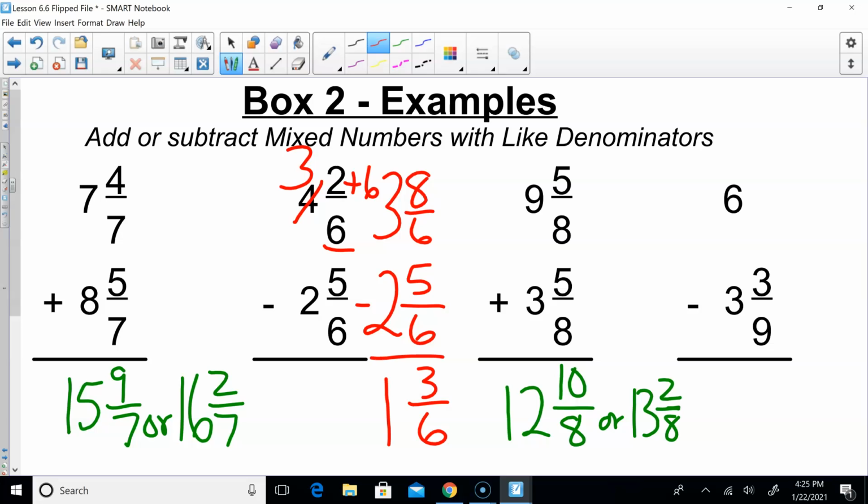And now you're like, wait a second, Mr. Kamen, something's even more intriguing about this problem. We just have a whole number minus a mixed number. So you have 6 minus 3 and 3/9. So what do I do here? Well, here's what I would do.